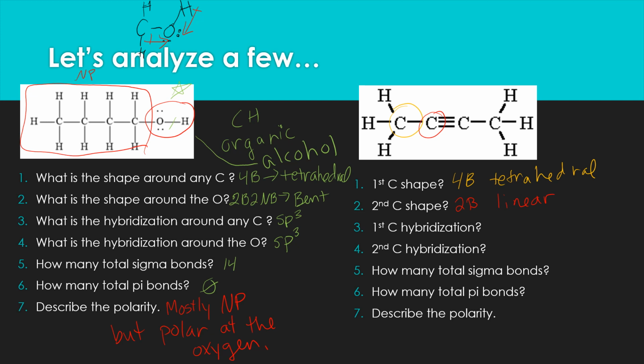Our first carbon, its hybridization with 4 bonding domains would be sp3. Where our second carbon with only 2 bonding domains would be just sp hybridized. Total sigma and pi bonds, so that's for the entire molecule. So our sigma bonds, I'm going to count 1, 2, 3, 4, 5, 6, 7, 8, 9 sigma bonds. And then our pi bonds would be the other 2 in that triple bond, so we'd have 2 pi bonds there. And then describe the polarity.